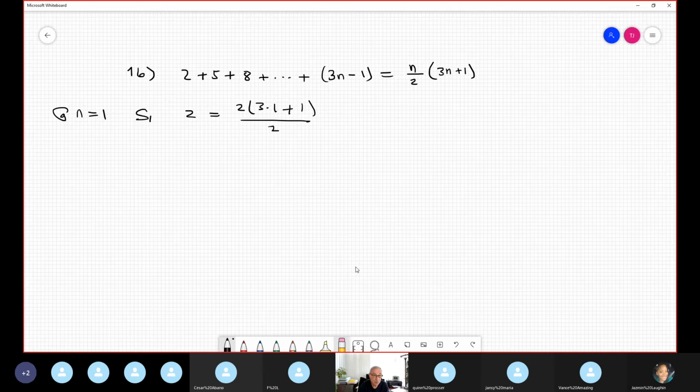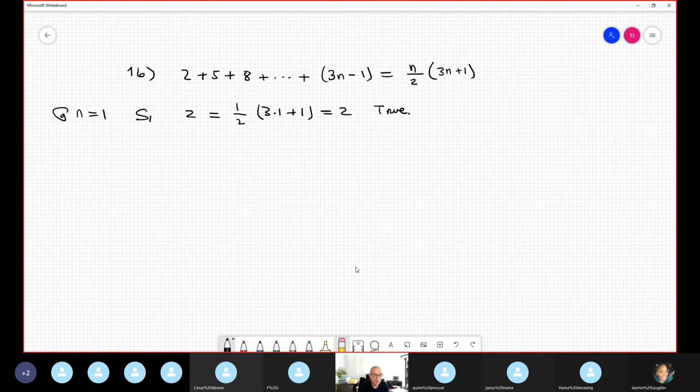3 times 1 plus 1 is 4, divided by 2. Wait. Look, n is 1. Substitute 1 here. This is elementary. 1 over 2, n is 1 here and here. 3 times 1 plus 1: 3 times 1 is 3, plus 1 is 4, divided by 2 is 2. 2 equal to 2 is true.